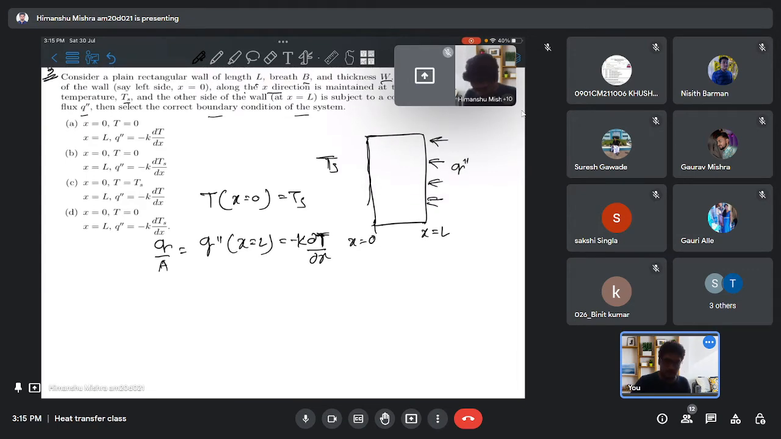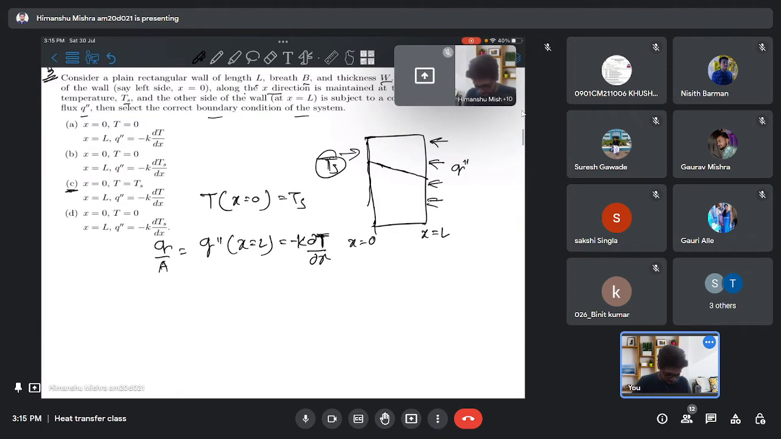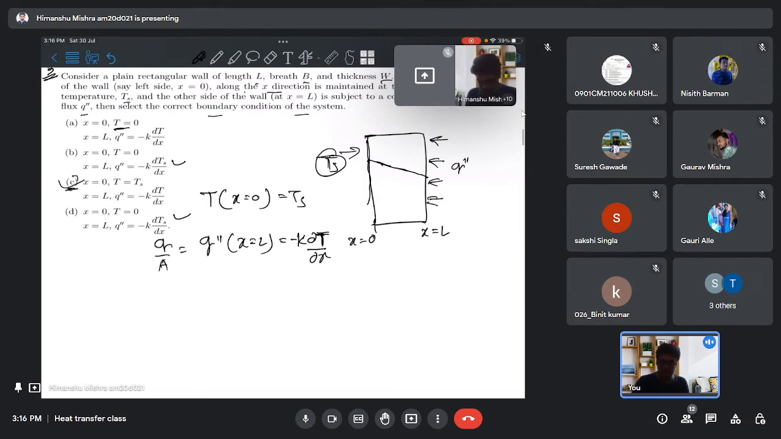So from the options we can see that option C will be the correct answer, because the temperature Ts is given only on the left hand side. It will not be transferred completely to the right hand side, because due to the heat transfer there will be some decrement in the temperature along the wall. So we can reject option B as well as option D. And according to option A, the temperature at the left hand side will be 0, which is not true. So option C will be the correct answer here.